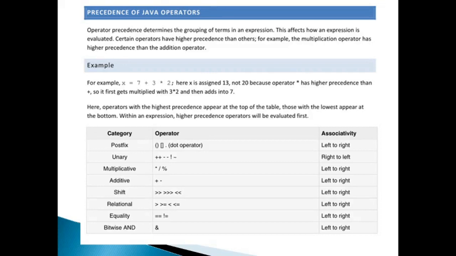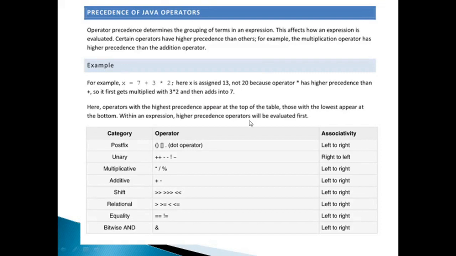Suppose, for a very simple example, x is equal to 7 plus 3 into 2. Now according to the precedence level, multiplication is always higher than plus. So 3 into 2 will be evaluated first. This will give 6, and then 7 plus 6 will give you 13. So the answer will be 13 in this precedence order.